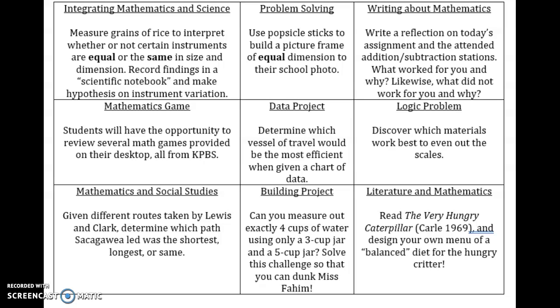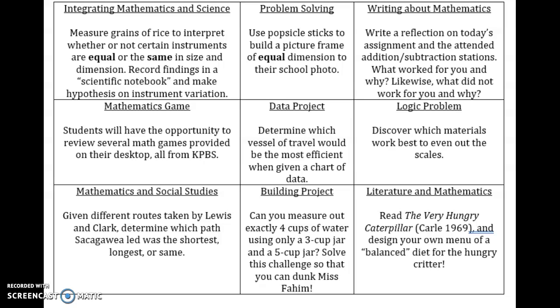The data project: students will determine which vessel of travel, whether that be a boat, a car, a train, a plane, would be most efficient when they compare chart information of data. They're going to do a logic problem. This is the first grade, so we're going to keep it first grade friendly. They'll just need to discover which materials work best to even out the scales that are in front of them.